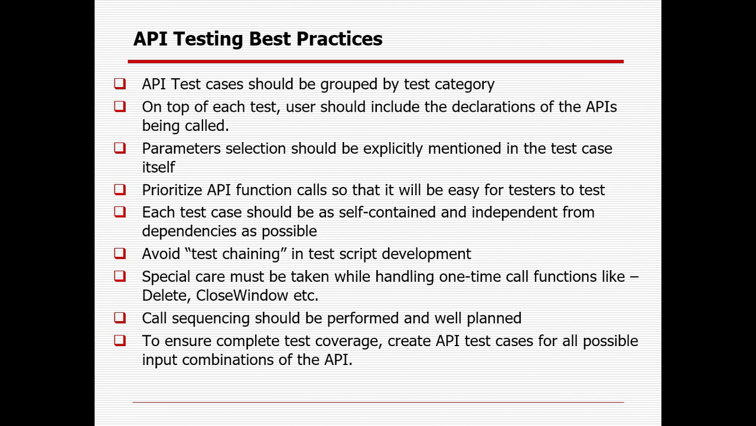Each test case should be self-contained and as independent from dependencies as possible. Avoid test chaining in test script development. Special care must be taken while handling one-time call functions like delete, close window, etc. Call sequence should be well planned to ensure complete test coverage. Create API test cases for all possible input combinations of the API.